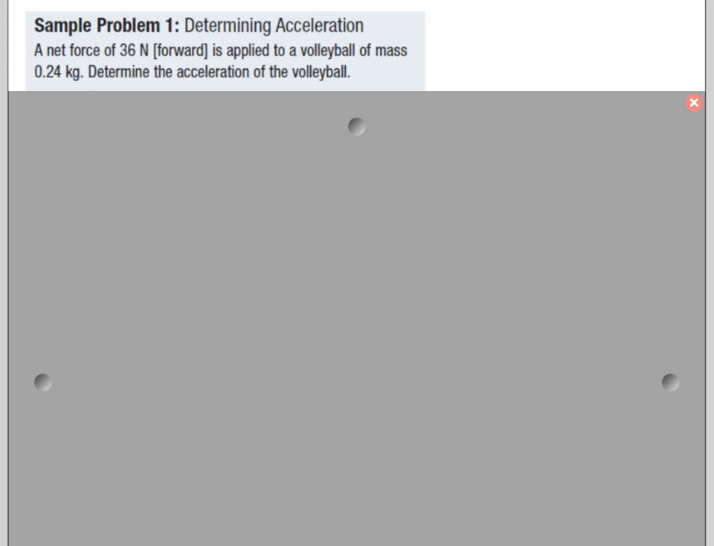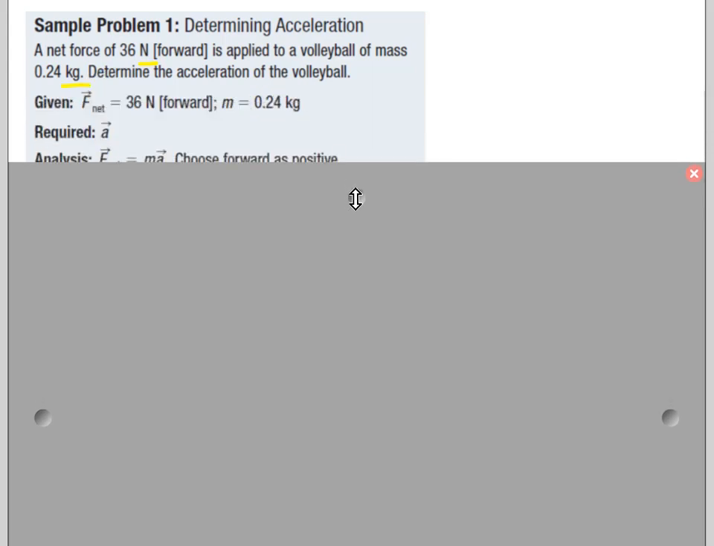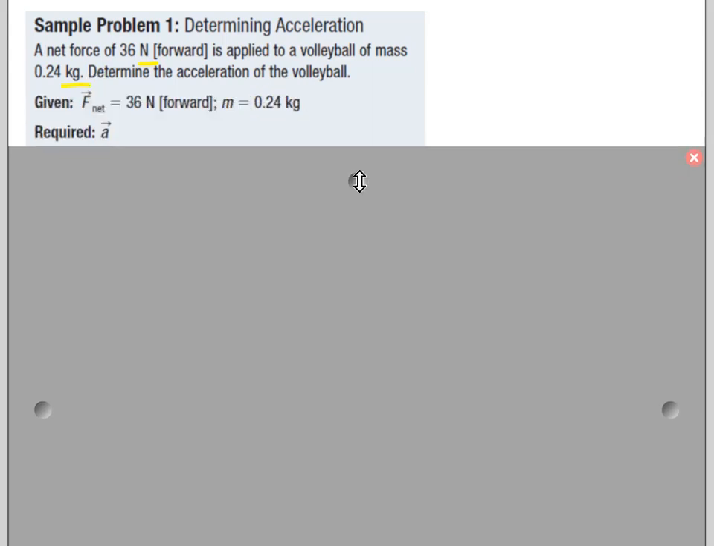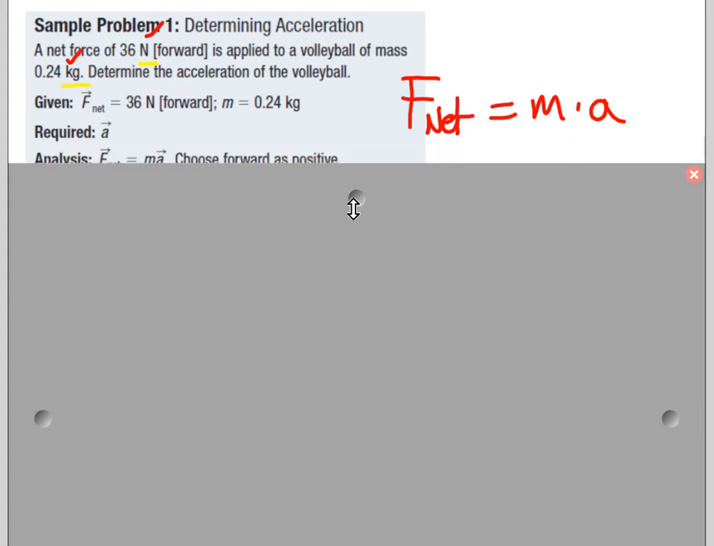Determining acceleration. A net force of 36 newtons forward is applied to a volleyball of mass 0.24 kilograms. Determine the acceleration of the volleyball. The first thing I'm checking is, do I have the right units? I have newtons and kilograms, so that makes me happy. I've been asked to find a, so I have my equation, F net equals mass times acceleration. I have the force and the mass, so finding a should be fairly straightforward.